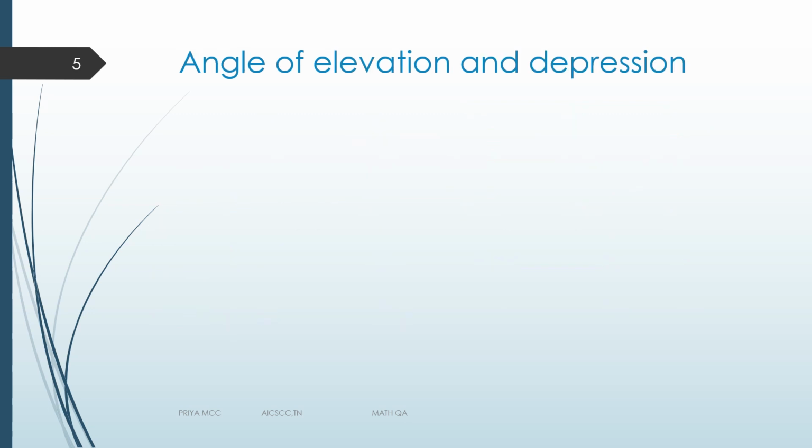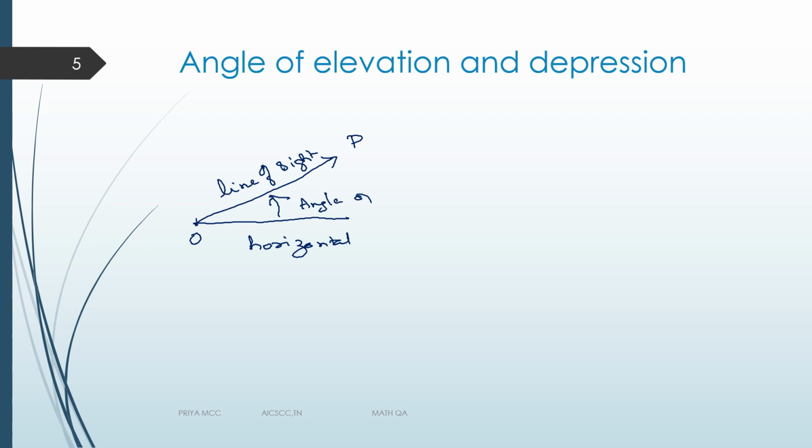Then we are usually encountering these two. What is this angle of elevation and depression? When I have a horizontal line, this is my horizontal line or my ground, and if you are looking at an object at P, this is called the line of sight. If the observer is looking at some object P, this line is called the line of sight. Then this angle here is called the angle of elevation.